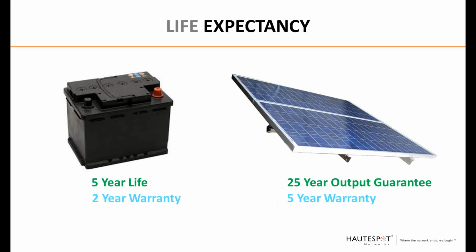And life expectancy on these: for the battery, you're looking at about a 5-year life. We do have a 2-year warranty on it. And with the solar panels, you're guaranteed at least 25 years of solar output, or the rated output for those, as long as you keep them clean, of course. And those are warranted up to 5 years.